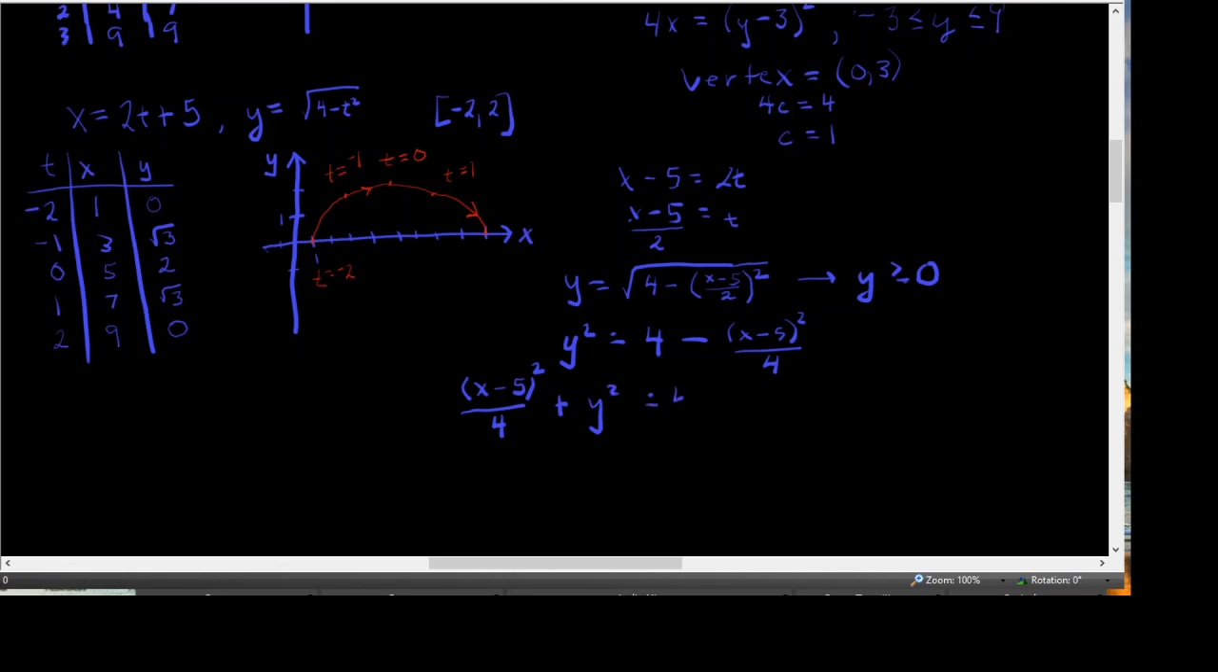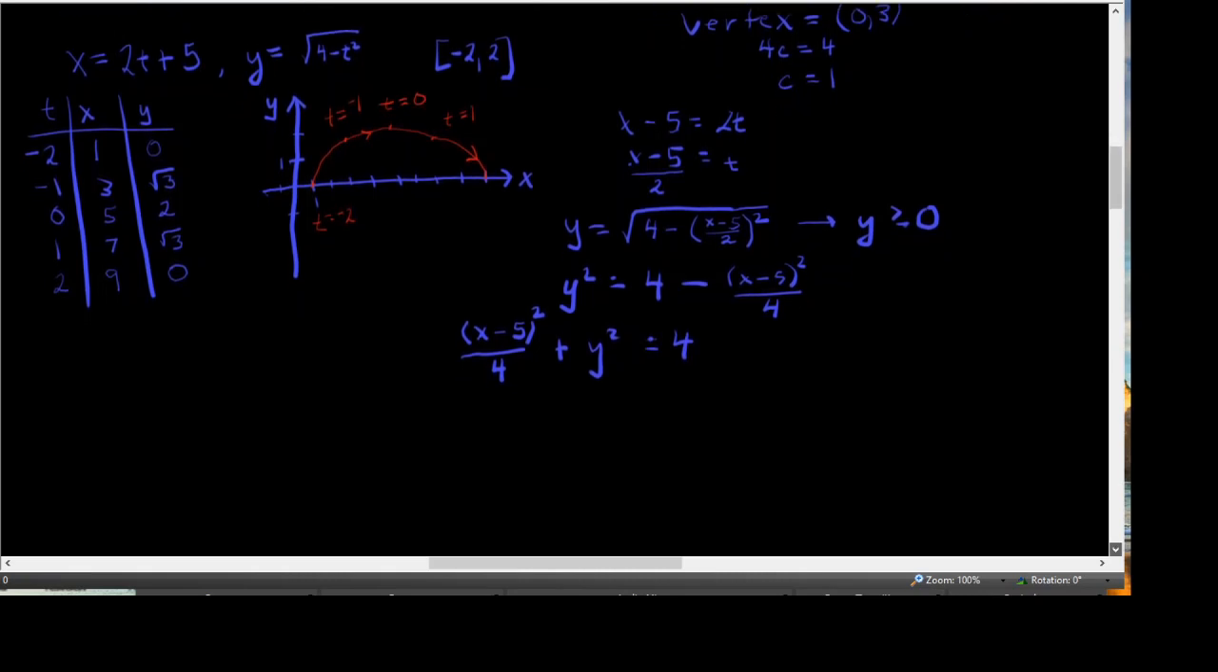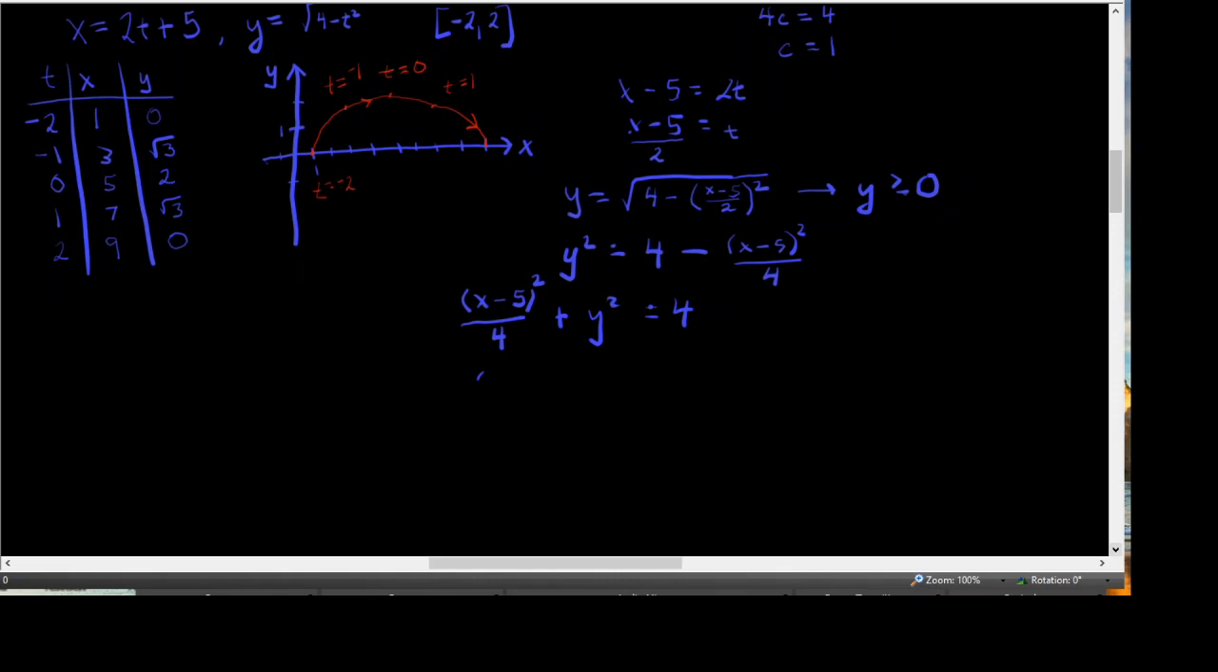And then, of course, I can't leave it as equals 4. So I have to divide both sides by 4. And that will give me (x minus 5) squared over 16 plus y squared over 4 equals 1. And that's the equation of an ellipse. And the center of that ellipse is (5, 0).